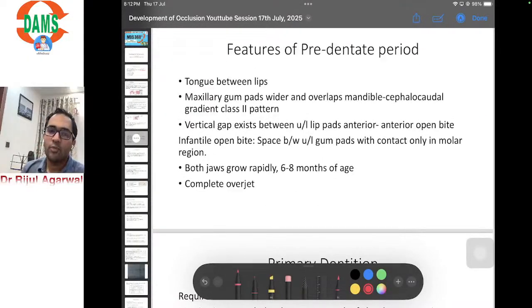Anyhow, moving ahead. So what are the features of the predentate period? Earlier we discussed the features of the gum pads. Features of the predentate period: the tongue is between the lips. The maxillary gum pad is wider and overlaps the mandible. Again, as I said, there is no need to mug it up. It is because of the cephalocaudal gradient of growth. The maxilla develops further, that's why it's wider than the mandible. Simple. There is a presence of vertical gap between the upper and lower lip pads or gum pads, and there is a presence of anterior open bite.